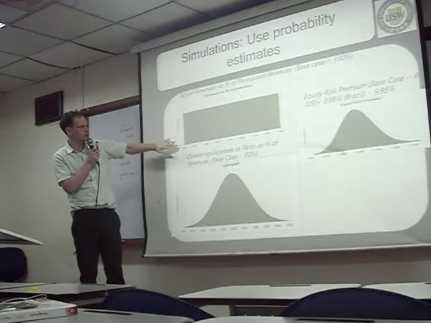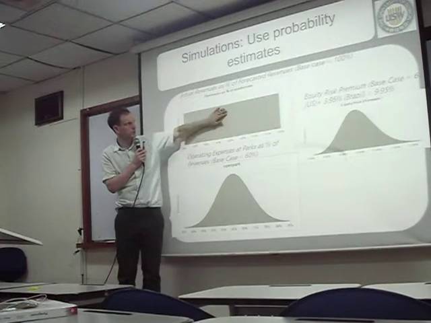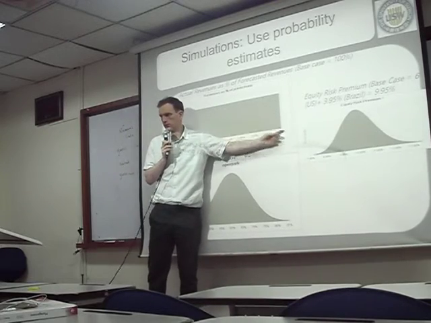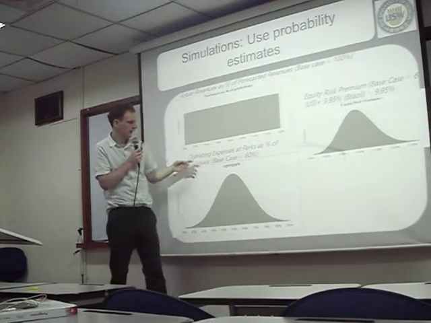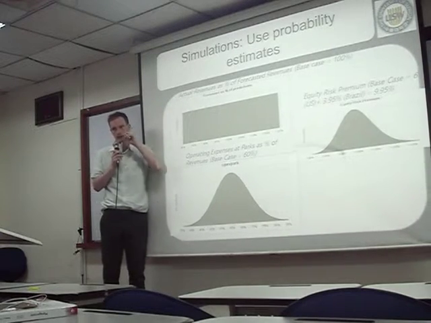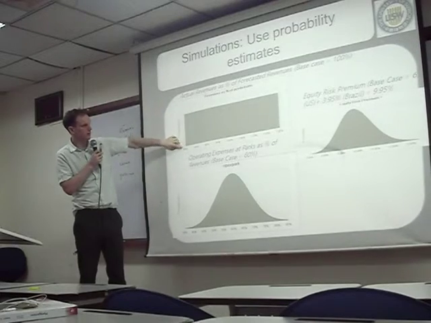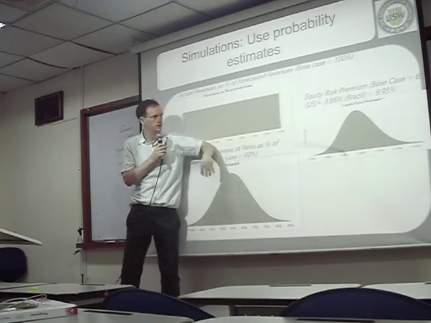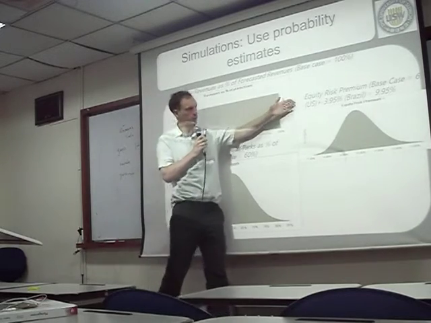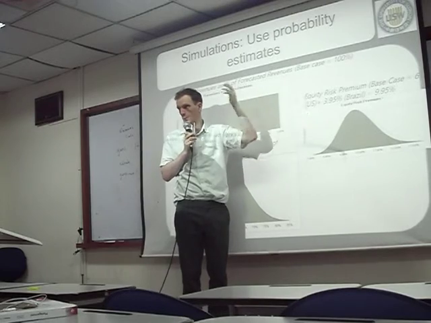The revenues, we guess, are here at 100%, okay? But the revenues could be higher than we predict with the same probability, and the revenues could be lower than we predict with the same probability. So the probability is the same, but the revenues change. We could do the risk premium for Brazil.